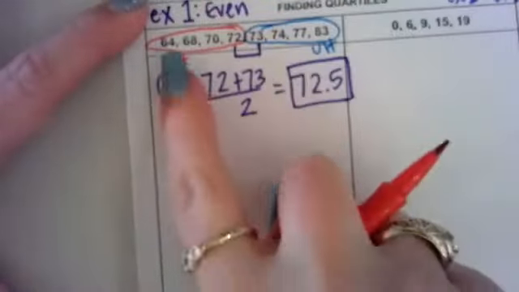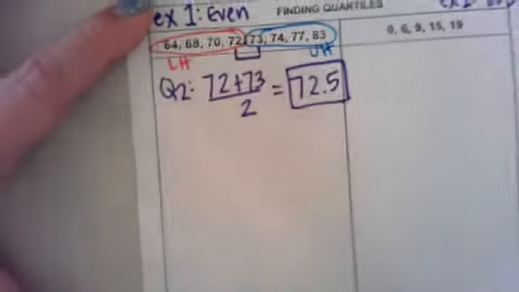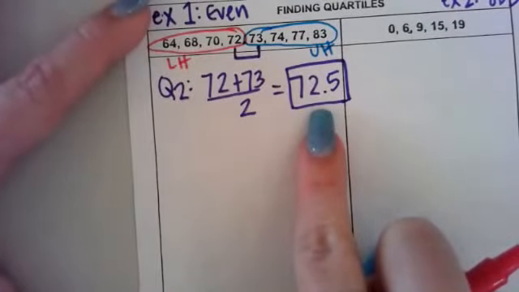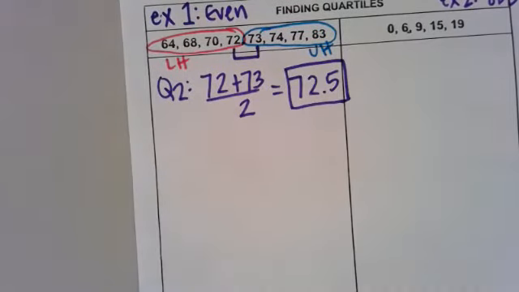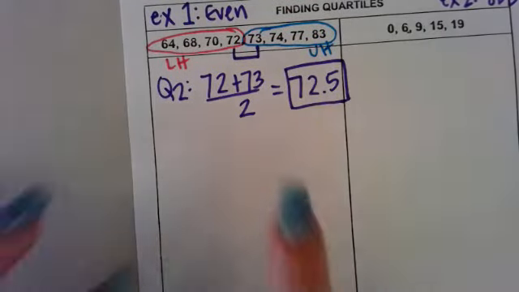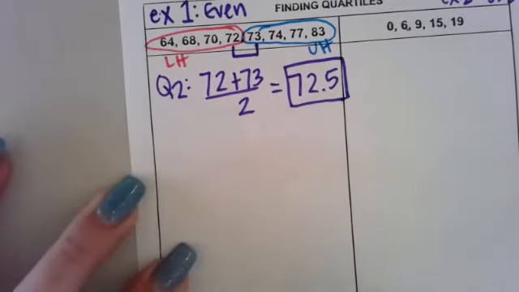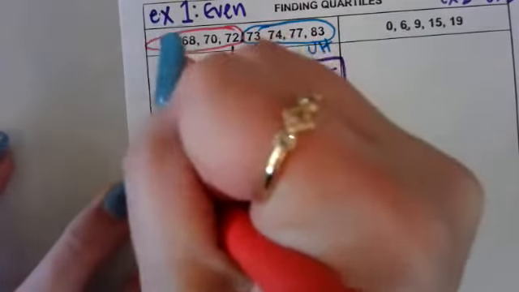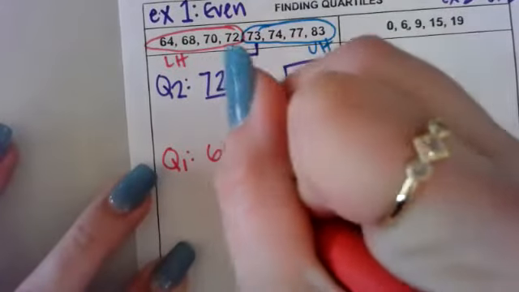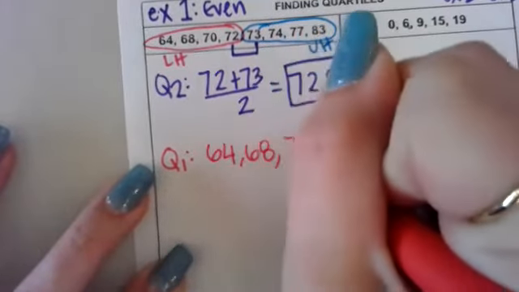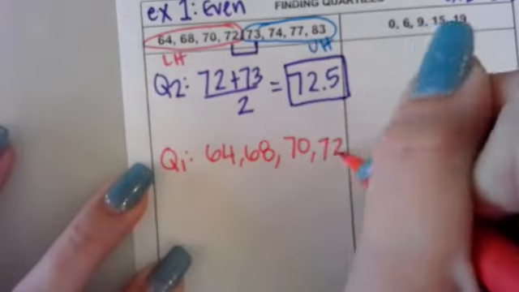So we used all of the data points in the set because our median is not actually a number in the data set, which is fine. We took all the numbers that are bigger and all the numbers that are smaller. And now that we've done that, we can find our first and our third quartiles. It doesn't matter which one you do, we can go in any order. I'm just going to find the first quartile. So in my lower half, I have 64, 68, 70, 72.